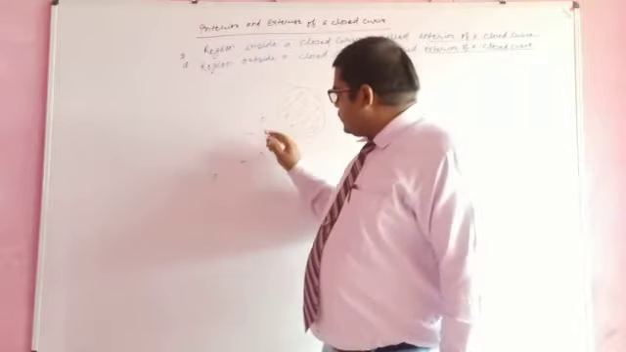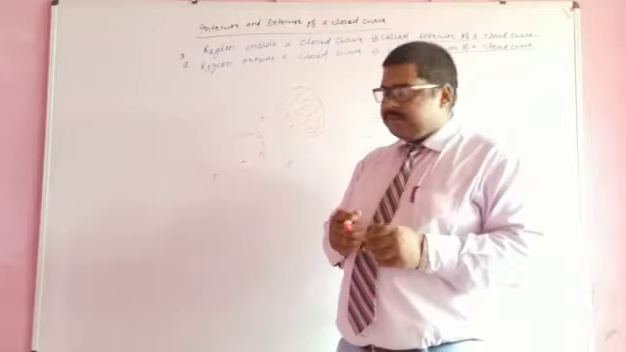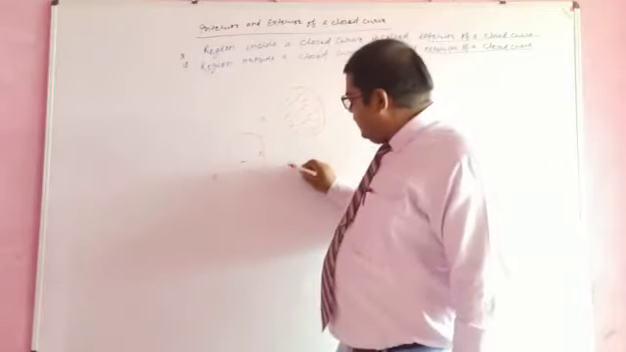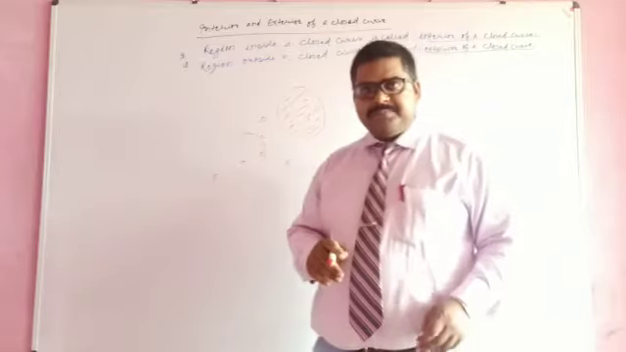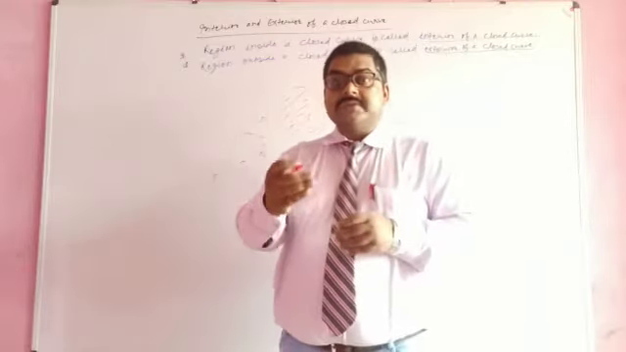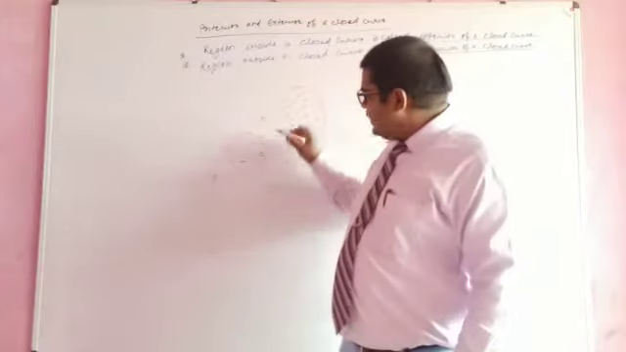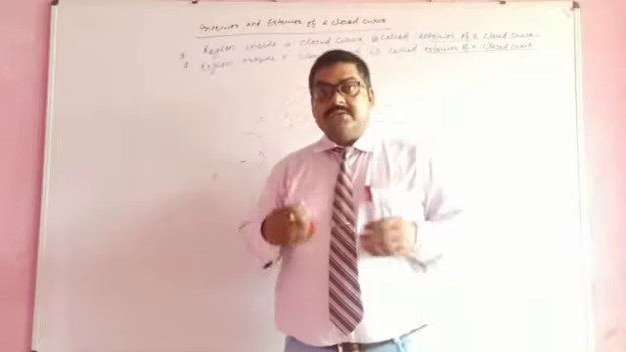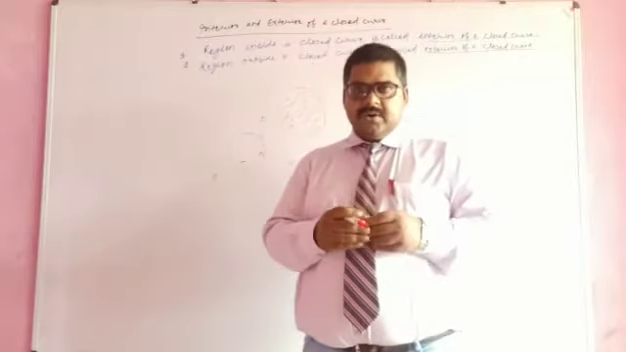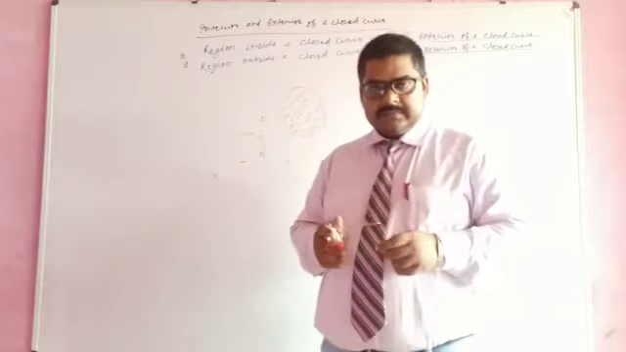This is why they are known as interior points of the closed curve. You can just notice which points are outside of this closed curve: D, E and F. D, E and F are present outside of this curve, and this is why these points are known as outer points or exterior points of this closed figure.